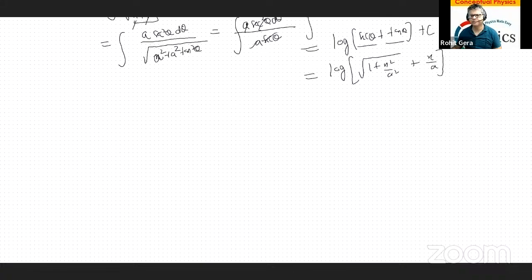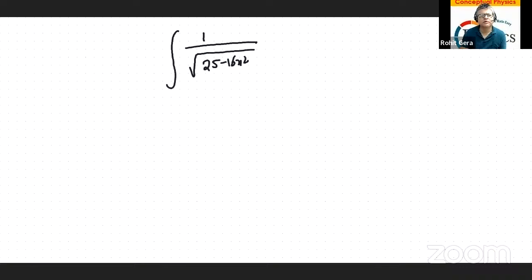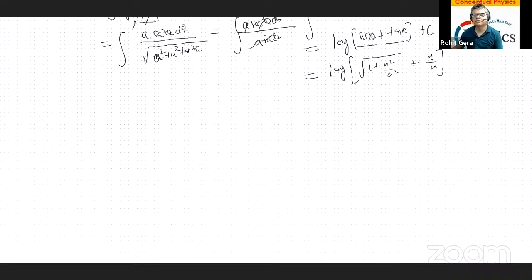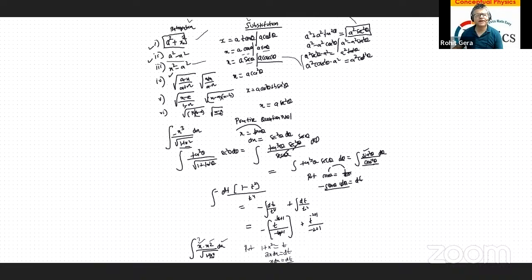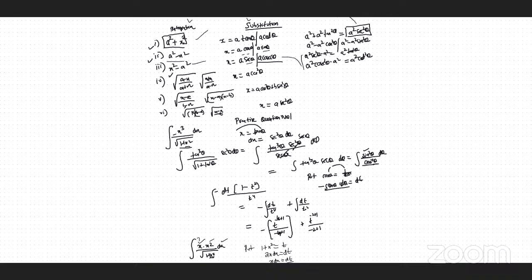I'm using page 2. Okay. So let's say you have to integrate 1 divided by under root of 25 minus 16x square. Form कौन सी लग रही है? Which form do you see? If I take you back to the previous page, 25 minus 16 x square denominator में, right? So something like this.